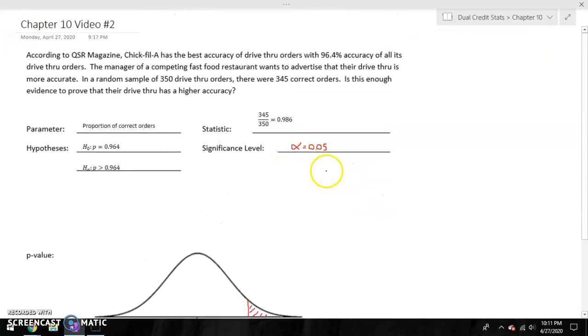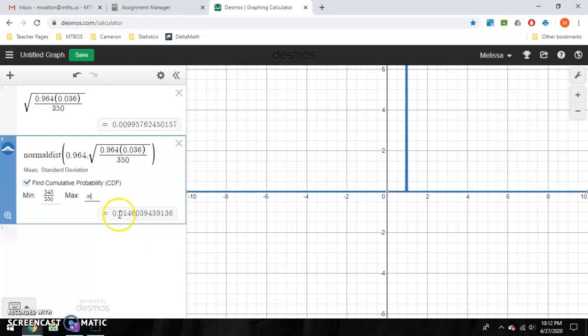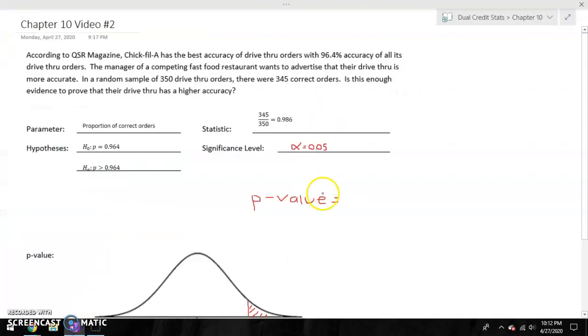Now, we decided that our alpha was going to be 5%. Anything below 5% was going to say, hey, that's significant, that's enough to say that this is unusual. So in this problem, we ended up with a p-value, a probability of this event occurring, right around 0.0146.